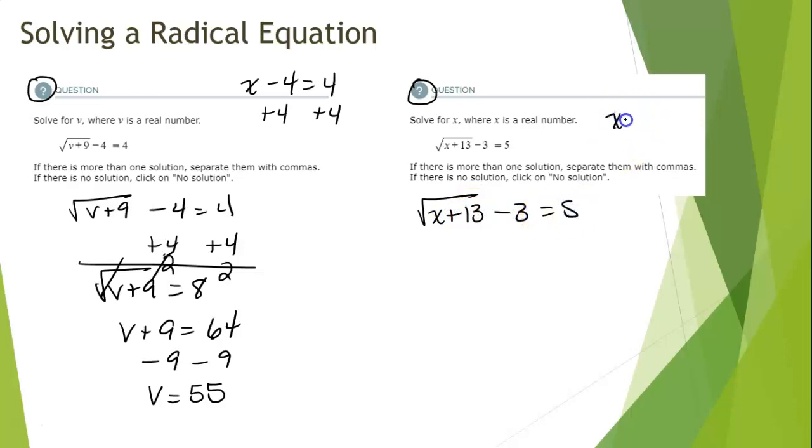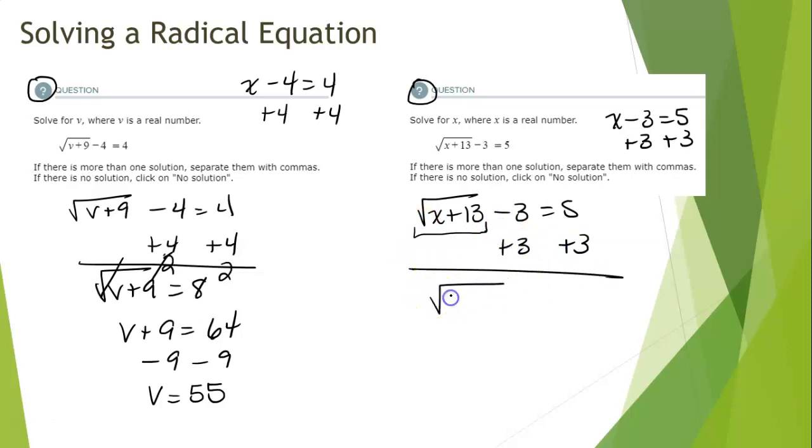Well, you should have thought about it: if this equation said x minus 3 equals 5, the first thing you would do would be to add 3 to each side. It works the same here. In order to isolate the radical, I need to add 3 to each side. But instead of having an x, I have the square root of x plus 13 equals 8.